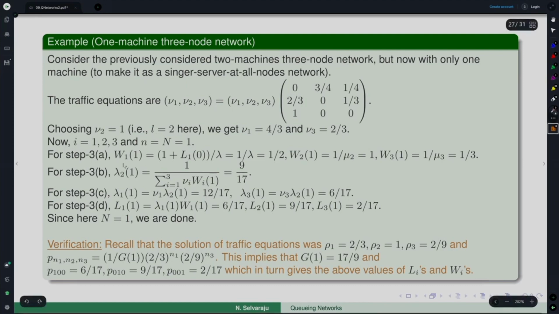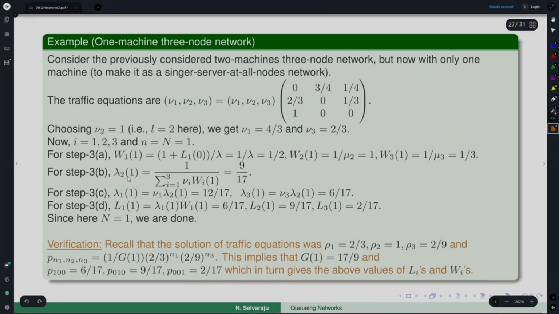From the first step, of course, we have the initialization condition L1 of 0 is 0. The first step is W1 of 1, W2 of 1, W3 of 1, because there are 3 nodes. With L1 of 0, L2 of 0, L3 of 0 all being zeros, W1 of 1 is 1 by 2, since mu 1 is 2, W2 of 1 is 1 by mu 2, which is 1, and W3 of 1 is 1 by mu 3, which is 1 by 3.